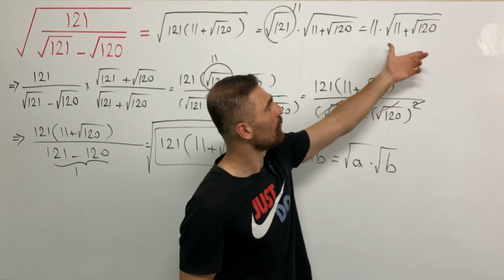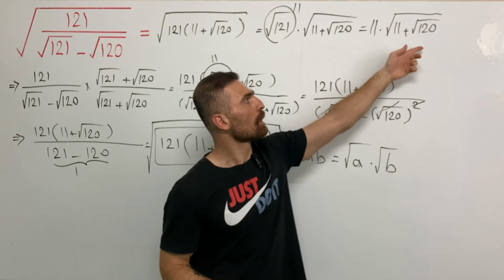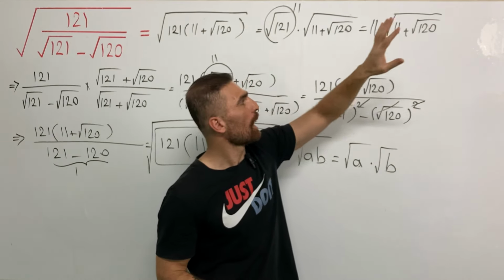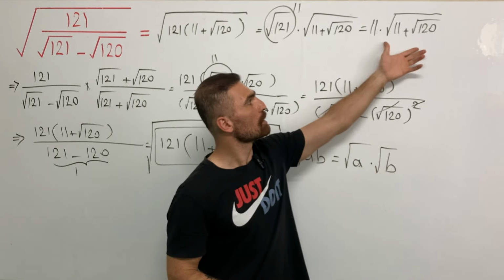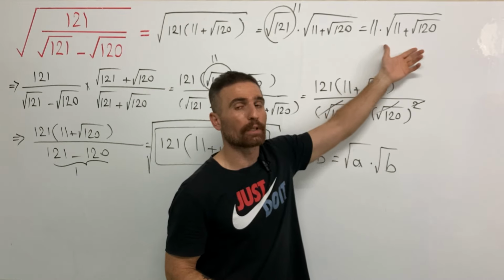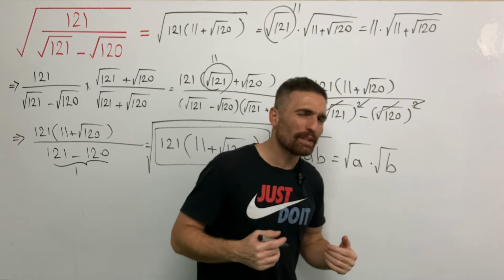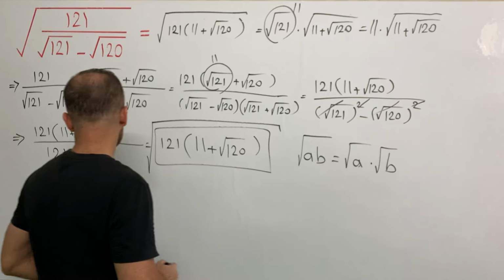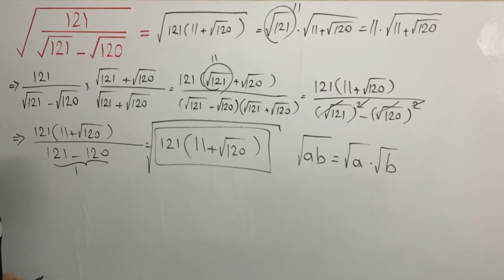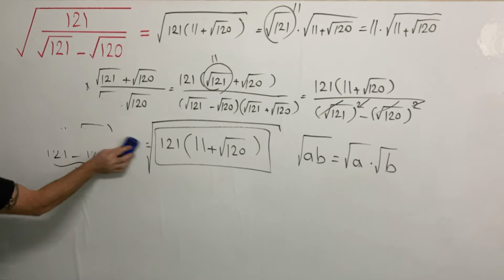We calculate the value of the square root of 11 plus the square root of 120 and multiply it by 11. But how can we calculate the square root of 11 plus the square root of 120? No worries, come here. We need to be a little bit tricky. After a few seconds, you will see how we can calculate it. But first, let me erase this part.